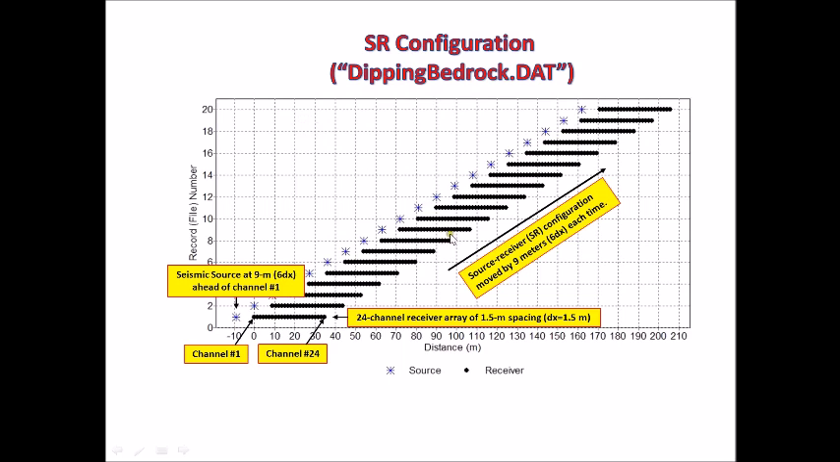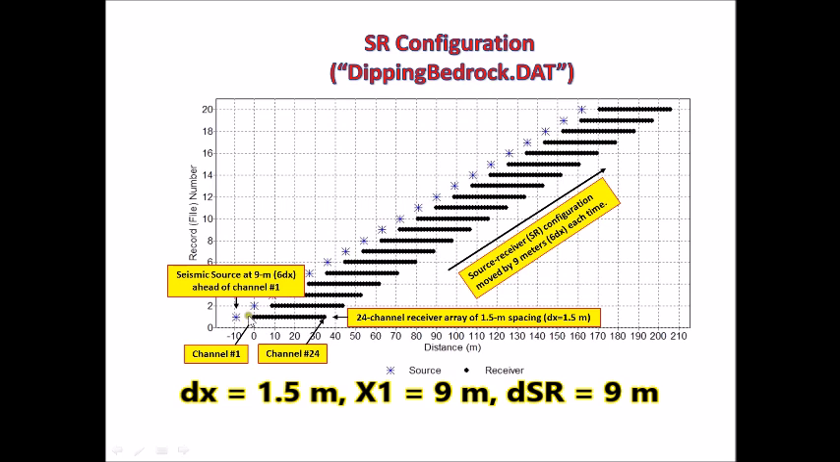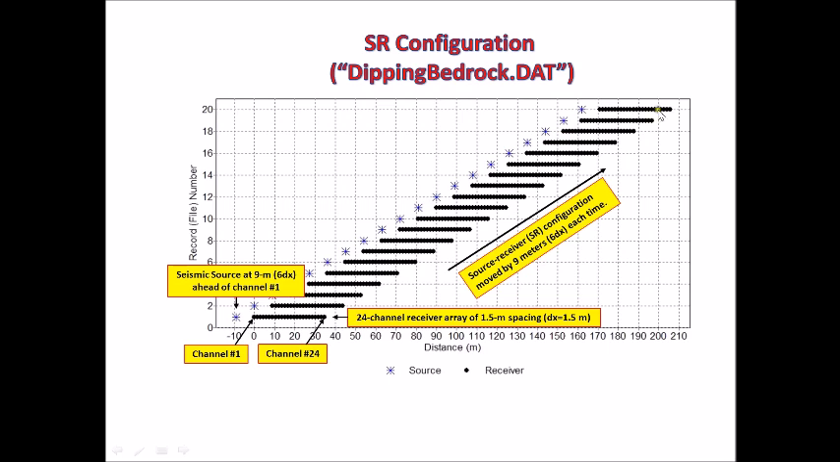And this chart shows, for example, the first field record, or the first record number 1, had a 24-channel receiver array located here with a receiver spacing of 1.5 meters and a source offset of 9 meters. So the source was located here, and then the entire source-receiver configuration moved each time by 9 meters, 19 times, to generate these total 20 field records included in that DippingBedrock.dat.